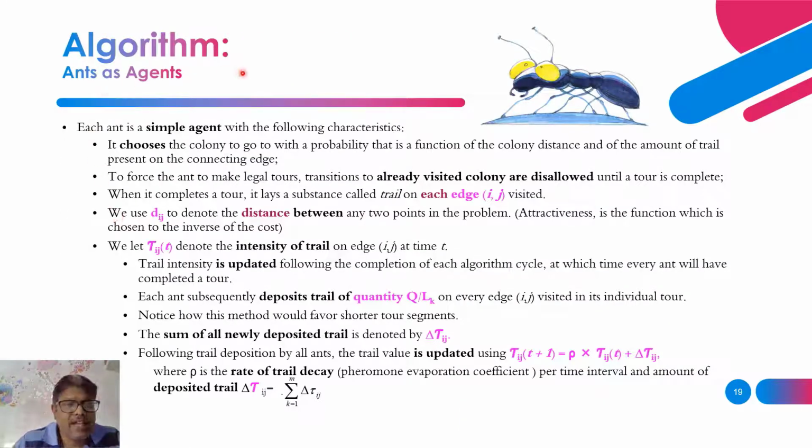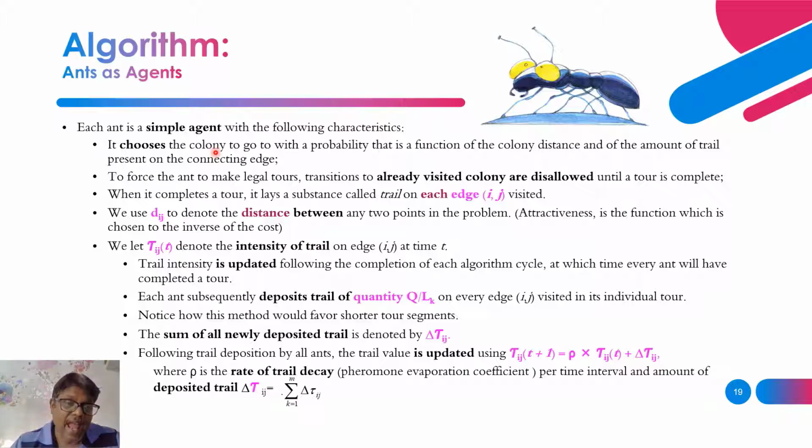So ant as an agent, what is an algorithm? Each ant is a simple agent. First of all, it has to choose the colony to go to, with a probability that is a function of colony distance and the amount of trial present on the edge. So it is not a simple function, it is probability of distance and probability of amount of trial present. Based on that, the ants will choose a colony first of all.